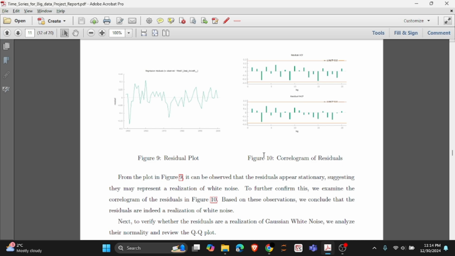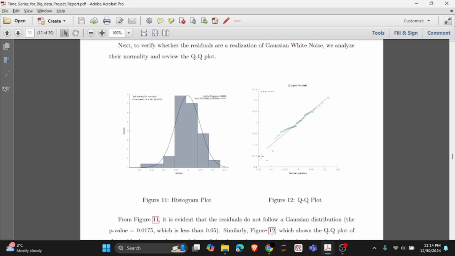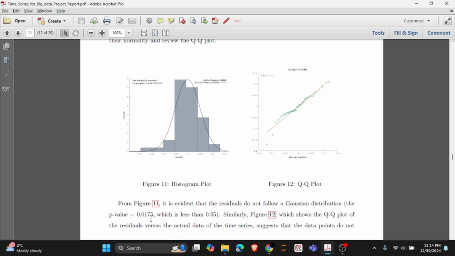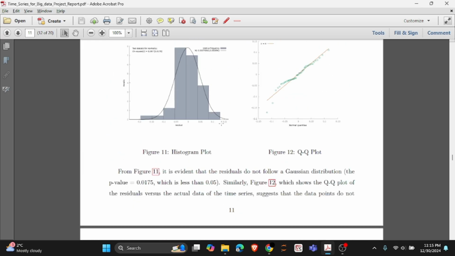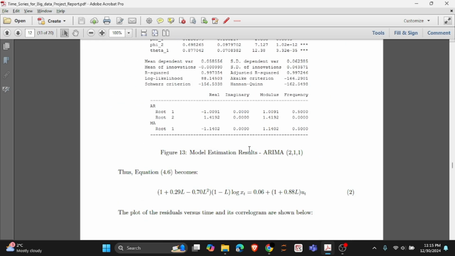Now we need to check if it is a realization of Gaussian white noise. We will check the histogram and the QQ plot. The p-value of the histogram is 0.0175, which is less than 0.05. So the residual does not follow the Gaussian distribution. You can also see from the QQ plot that it is not fitting the straight line. So it is not Gaussian white noise, but it is a realization of white noise, the ARIMA 2,1,0 model. Now we'll check the second model, the 2,1,1 model.